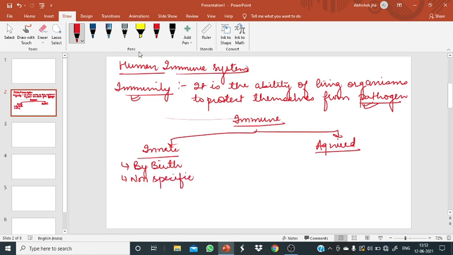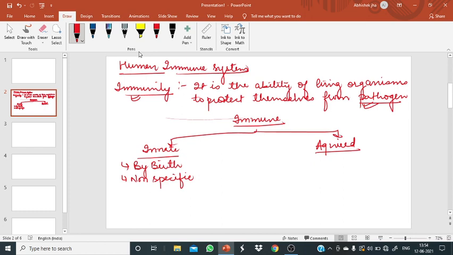What is the meaning of this non-specific type of immunity? This means that this immunity can fight with any kind of pathogen. It is not restricted to only certain types of pathogen with which it can interact. These are all the barriers that we have in our body.